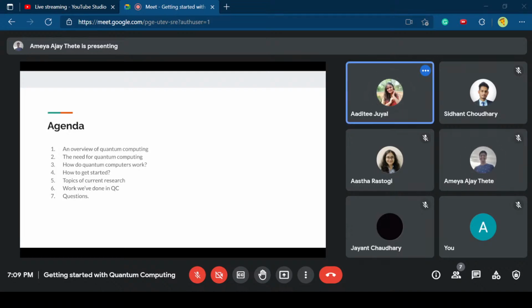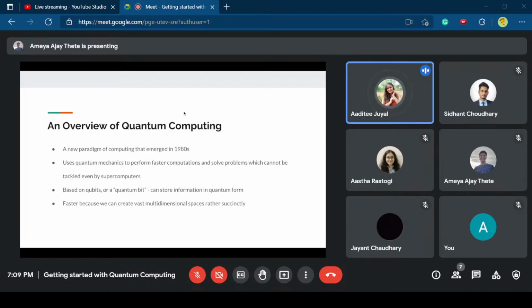Thank you, Ameya. So now I'll begin with a short introduction of the field. Quantum computing is a new paradigm of computing which emerged in the 1980s. It concerns the utilization of quantum mechanics to improve the efficiency of computation. So it essentially deals with the physical world, which is probabilistic and unpredictable in nature. And it has the potential to solve problems that cannot be solved using classical computation, and it can substantially speed up the process on the problems that can be dealt with classically.